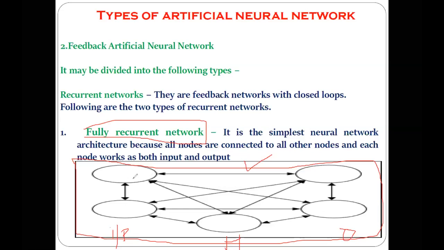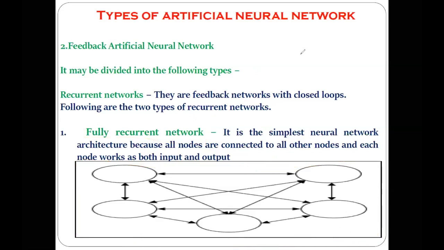This is the input layer. I have mentioned here that each node works as both input and output. Is this the correct description of the fully recurrent network? Yes. Each node works as both an input as well as an output node. Understood? You can see that a two-directional arrow is shown between these different artificial neurons, and that's why it is referred to as the fully recurrent network.